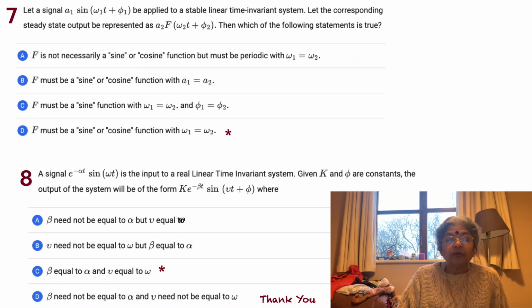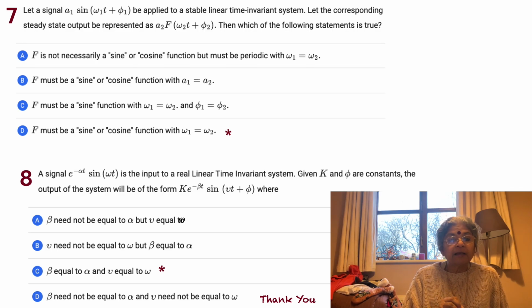It should never have any outputs going to infinity. Okay, so given k and phi are constants, the output of the system will be of the form k e raised to minus beta t sin vt. Okay, so the input happens to be e raised to minus alpha t sin omega t, and so the input has two time functions.